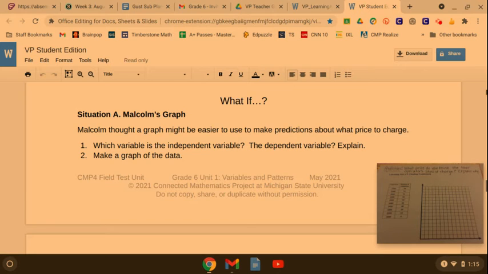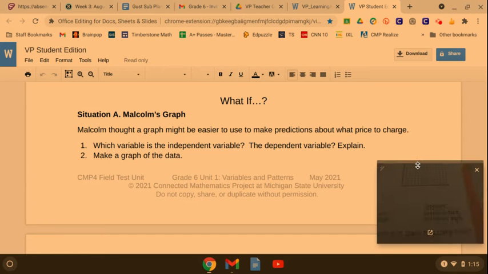All right, so here's what I'm going to have you do. Down at the bottom of your paper, I'm going to have you write some more notes. I'm going to have you write what I have here. I'm going to have you write down variables. I'm going to have you write down independent. Where is it located in the table? Where is it located on the graph? And then I'm going to have you write the same thing for dependent variable. Where is it located in the table? And where is it located on the graph?